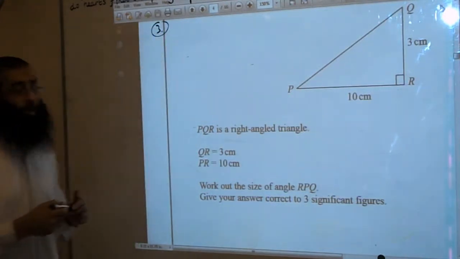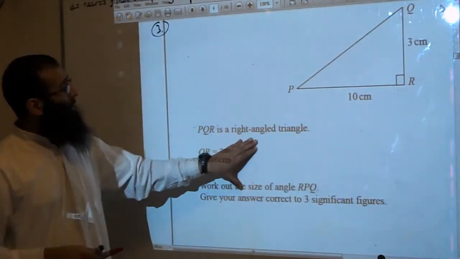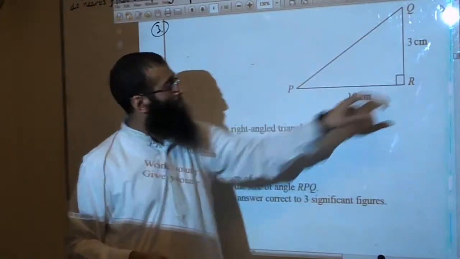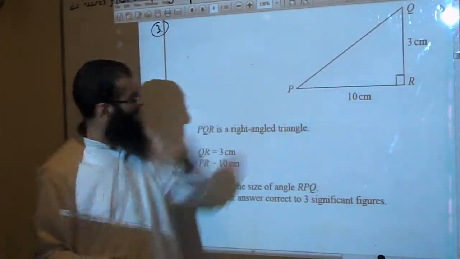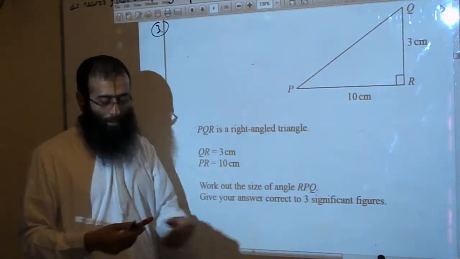Okay, question number 3. PQR is a right angle triangle. They've given us some measurements, 3 centimeters and 10 centimeters. Work out the size of angle RPQ.